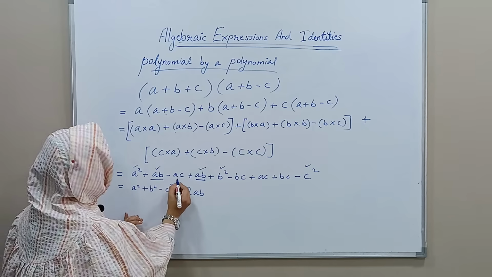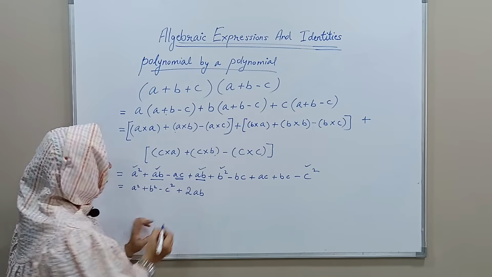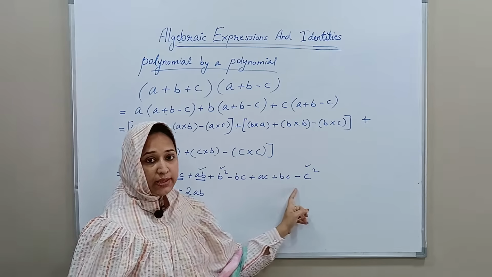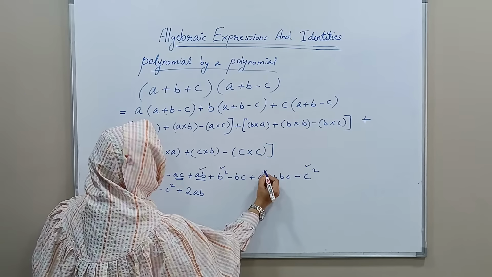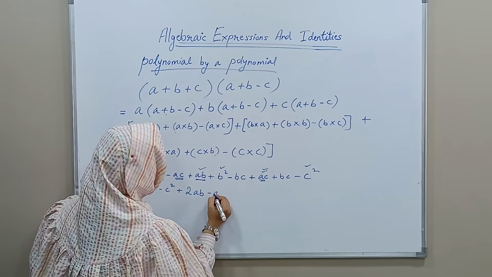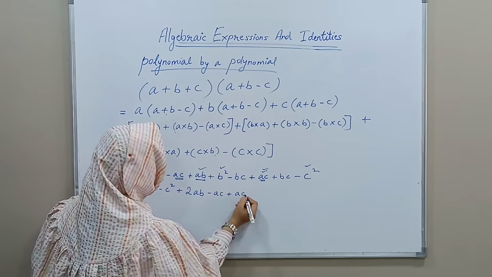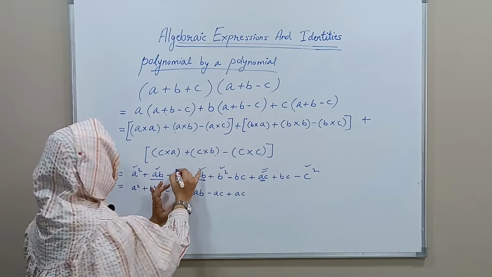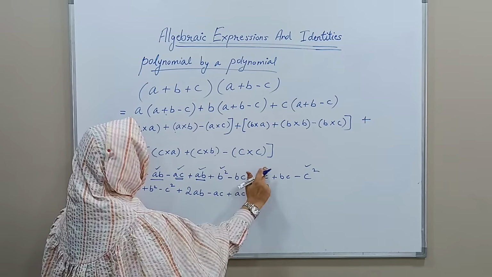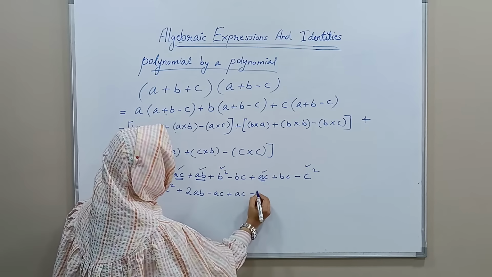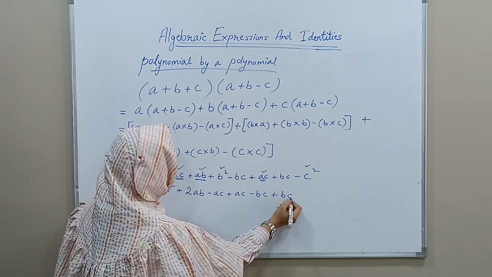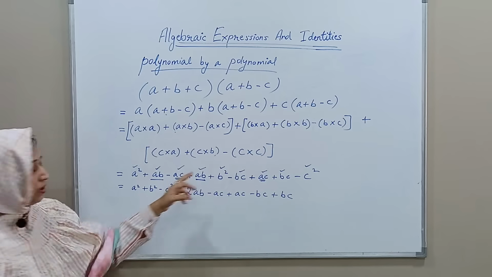Then we have minus ac. Now let us find one more ac here. Here we have plus ac. So minus ac plus ac. We'll do it in the next step. Then we have bc. So minus bc plus bc. We completed all the terms.